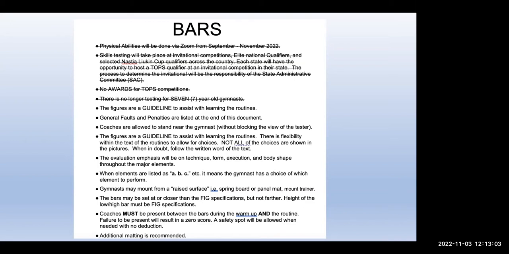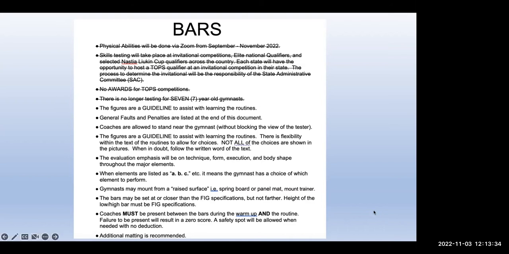Both the level 8s, the 8-year-olds, and the 9 and 10-year-olds have some choices they can make. They can mount from a raised surface. We don't really care. They can use a mat stack. They can use a springboard, whatever is comfortable for them. And just like any other competition, they'd have to remove the mounting equipment. Equipment specs will be in the rules and policies book, so we're not going to talk about that right now.